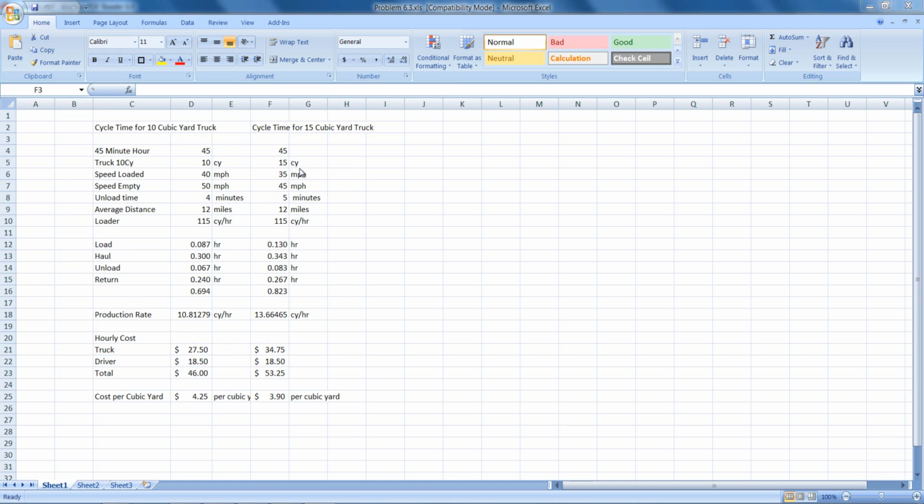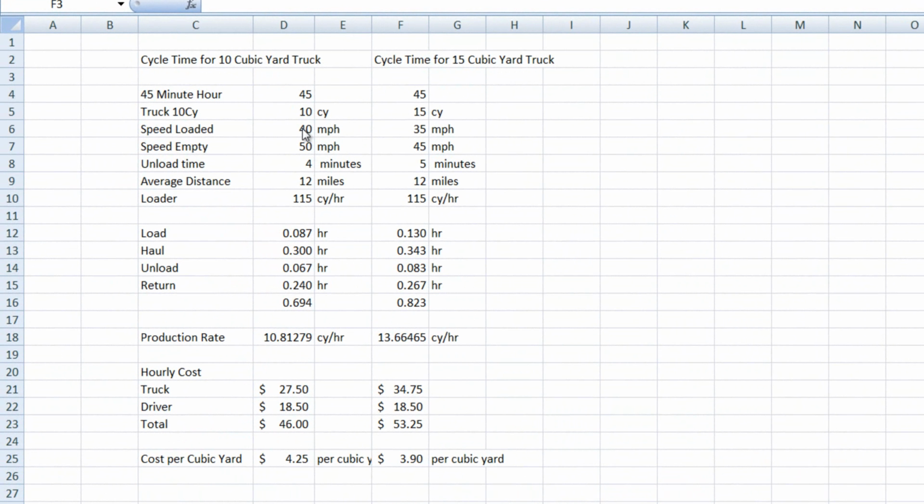So what we're doing is we're going to compare two trucks, and I've laid it out here. One of the things that they said is that we should consider this a 45-minute hour. It is estimated that the 10 cubic yard trucks can travel at an average speed of 40 miles per hour, so that's one of our variables that we want to put in here. That's full, and 50 miles per hour when it's empty, while the 15 cubic yard truck can travel at an average speed of 30 miles per hour loaded and 45 miles per hour empty. So just getting all of these elements in here. And actually the way I started is I just did one side of it.